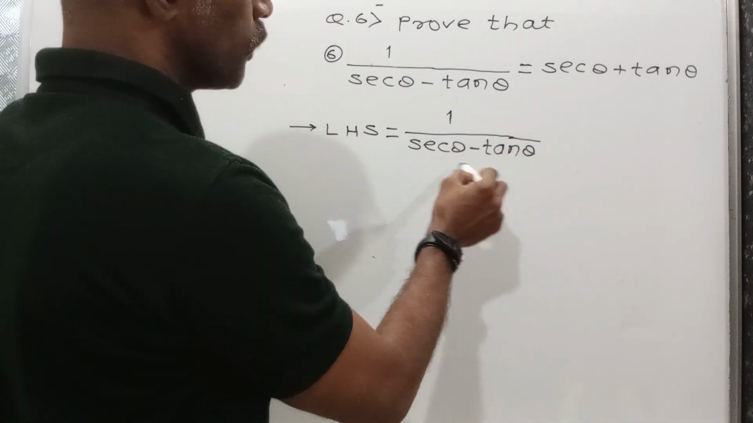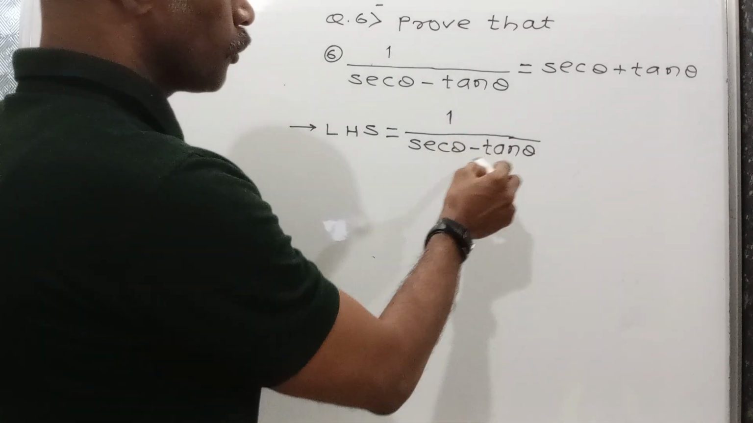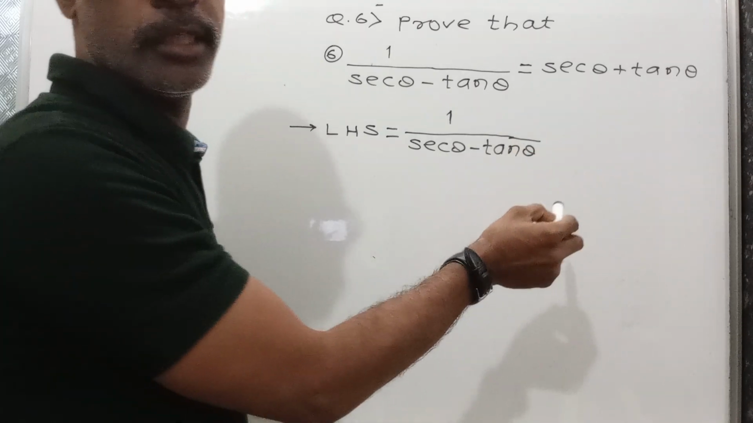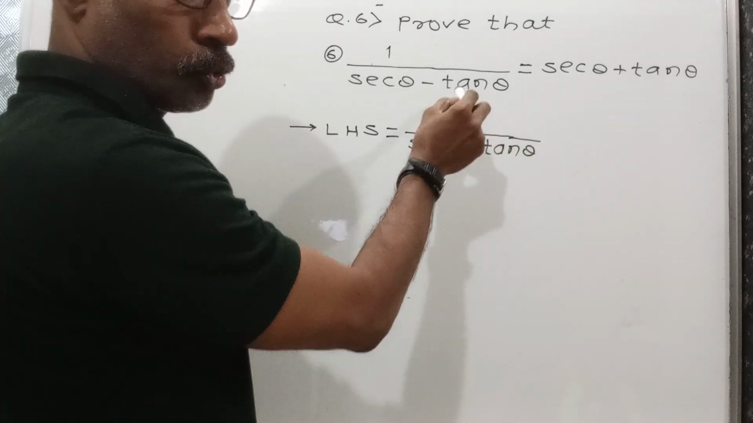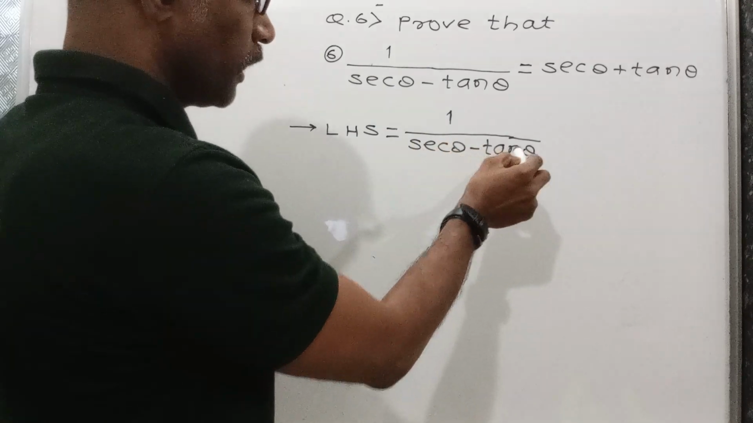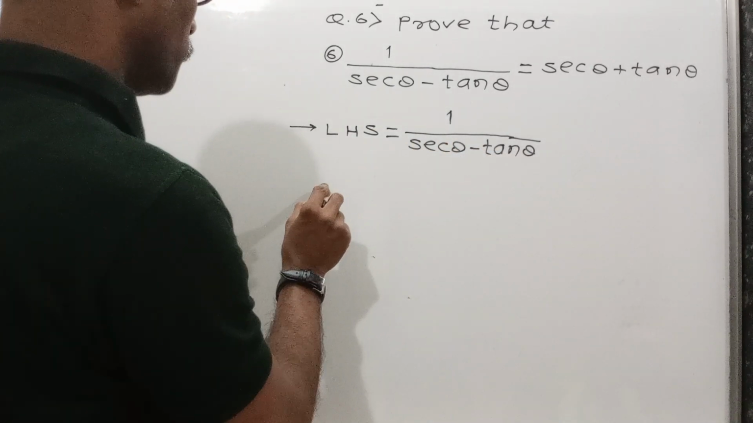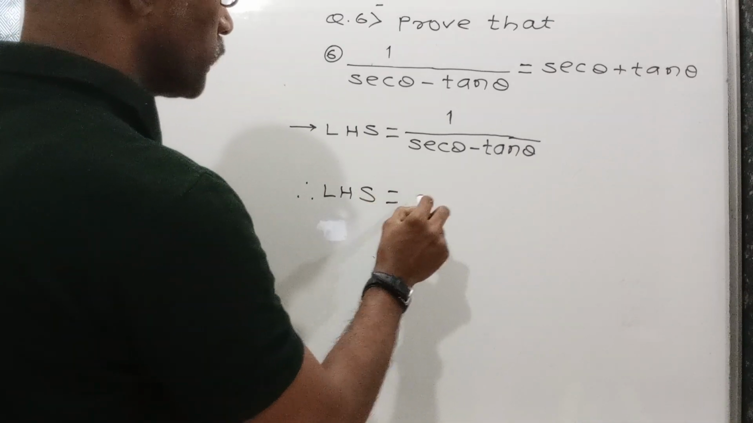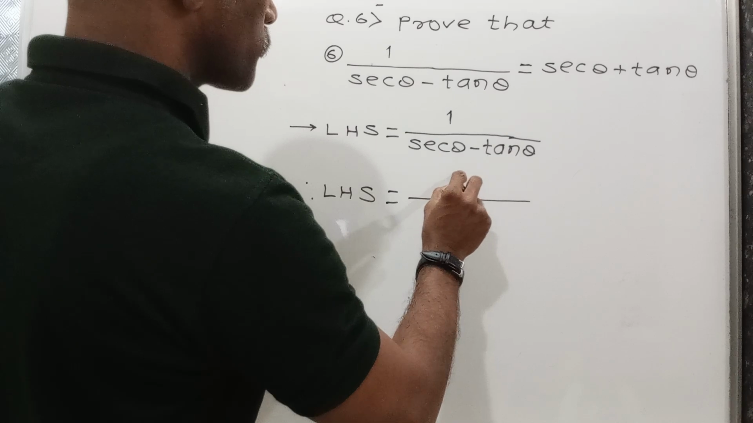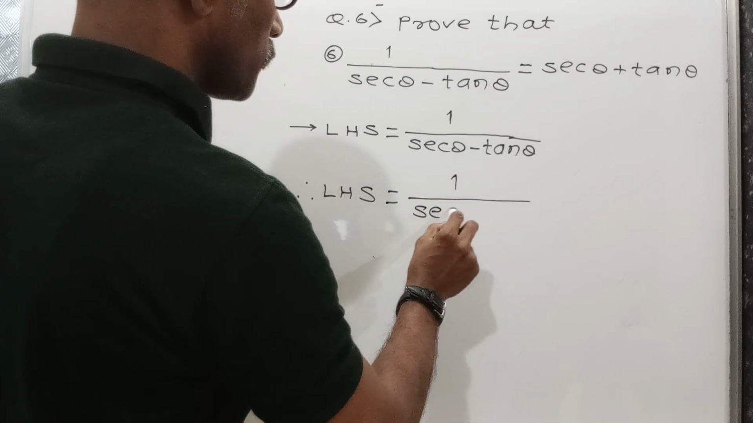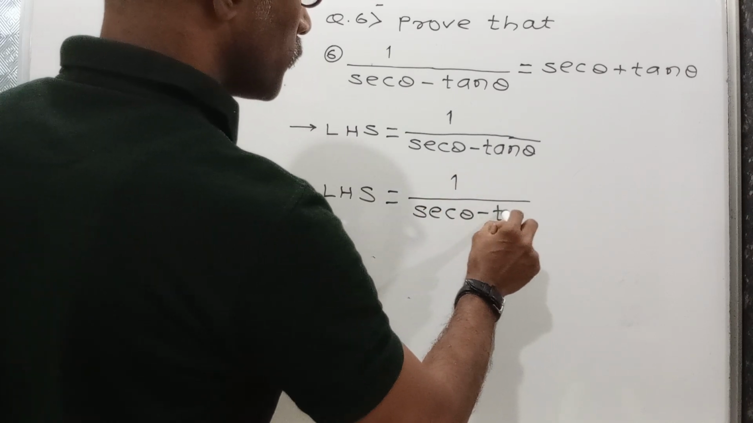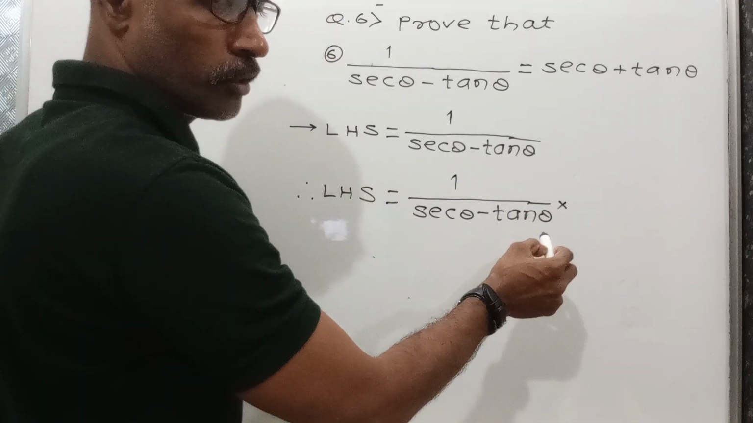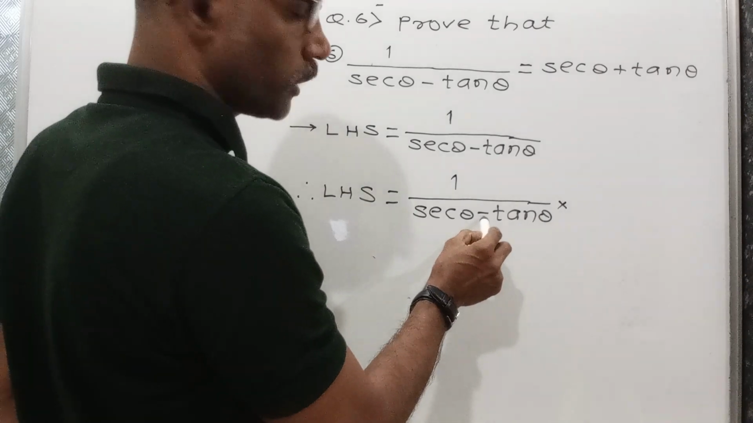Now we take the conjugate pair of this denominator, and we multiply and divide this 1 upon sec theta minus tan theta. Therefore, see here, LHS is equal to, we write this as it is, 1 upon sec theta minus tan theta. Okay, and we take the conjugate pair of this denominator, means here we take plus.